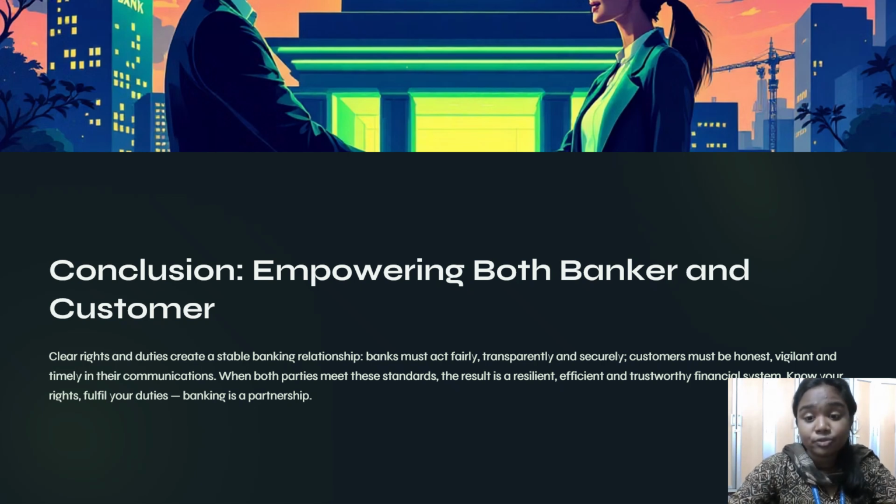And also trustworthy financial systems: know your rights, fulfill your duties, and we can say banking is a partnership for the customers, and it's also an agreement.